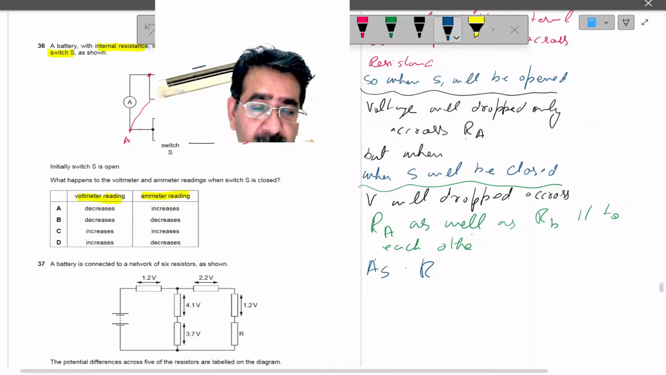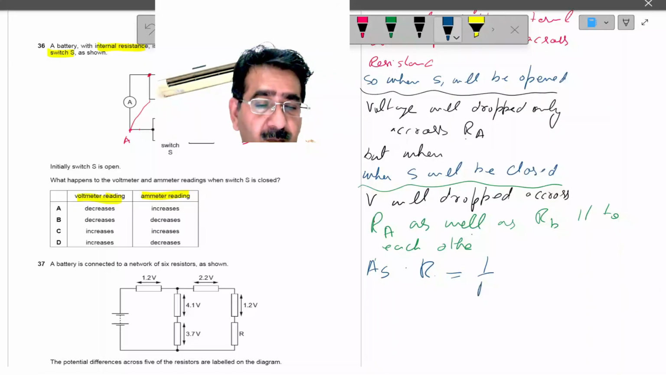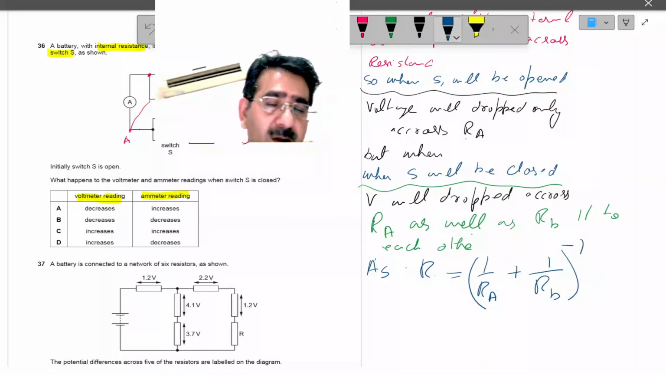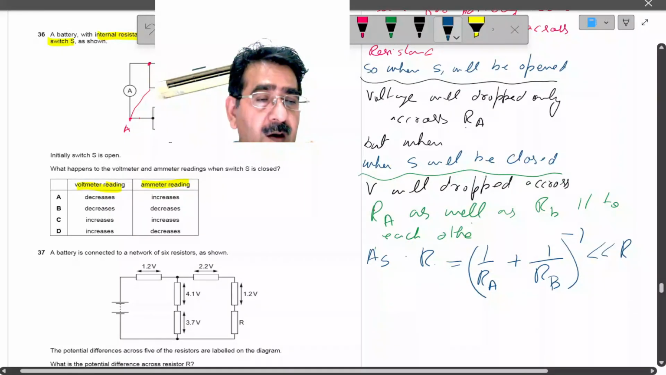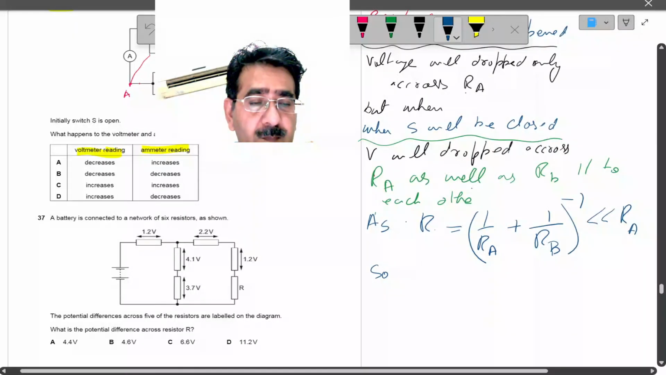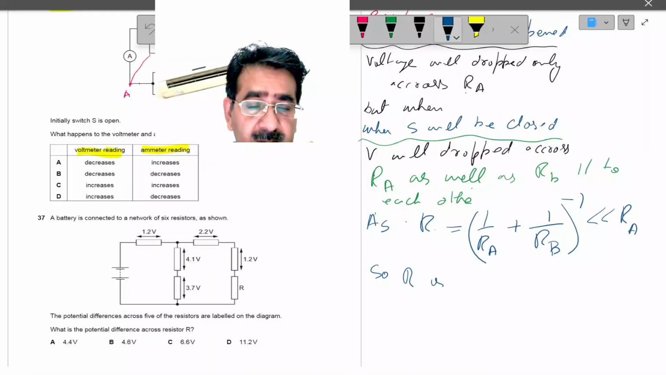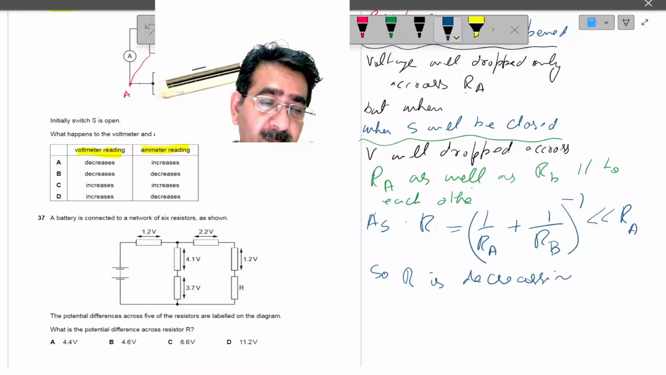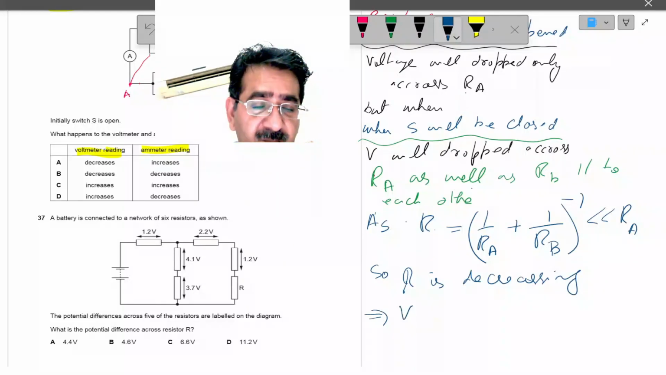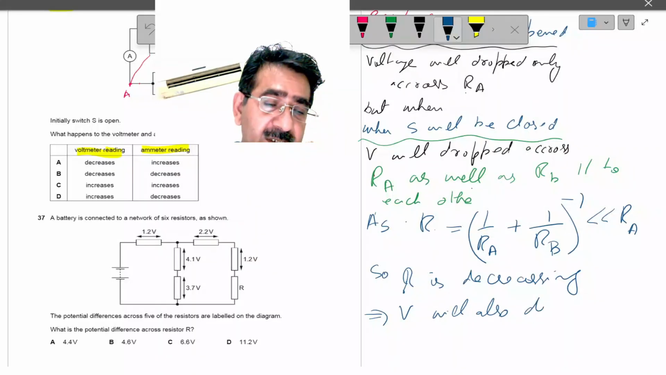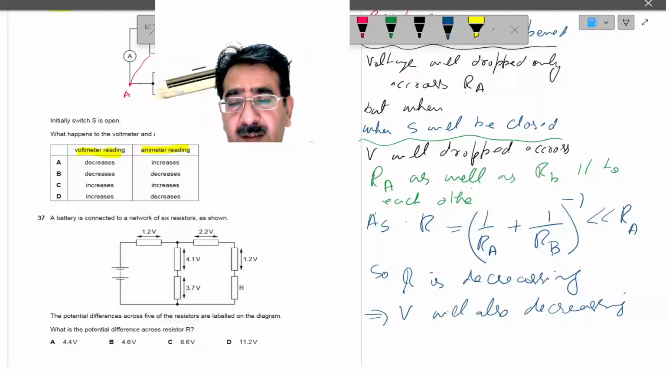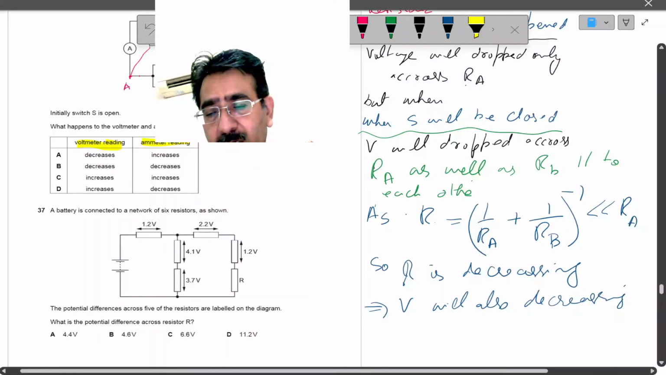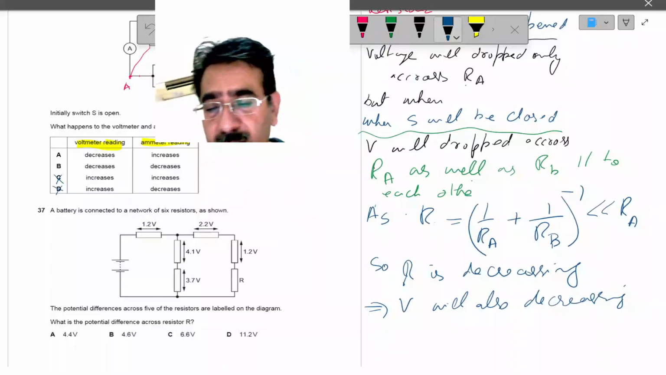Our resultant resistance will be (1 over RA plus 1 over RB) to the power minus 1, because both RA and RB are parallel to each other, so it will be less than RA. So R is decreasing. As R is decreasing, this implies that V will also decrease. So because of the voltmeter, C and D will be wrong. Now the options are A decrease and decrease.